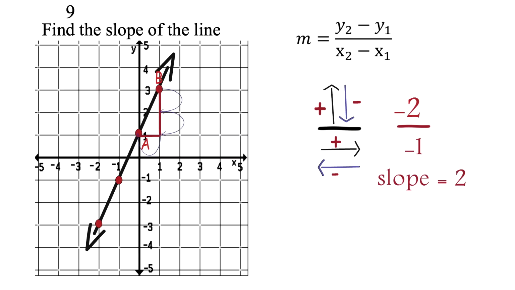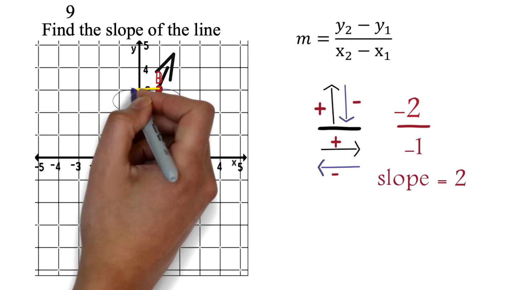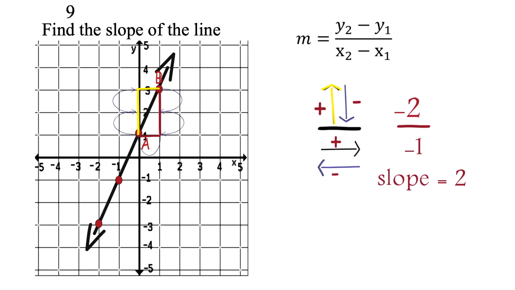We could have also moved from A to B. Let's look at it. We have our slope triangle here. We move 2 points up. Moving up is positive, so we have 2. Then we will move to the right one. Moving to the right is positive, so we have 1. 2 over 1 is the same as 2. We notice that we got the same answer.